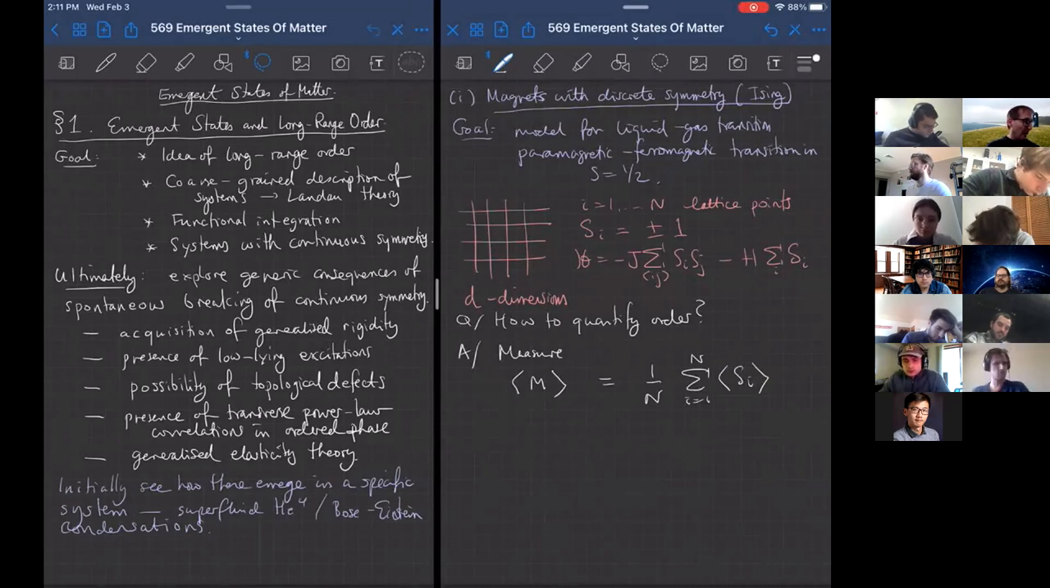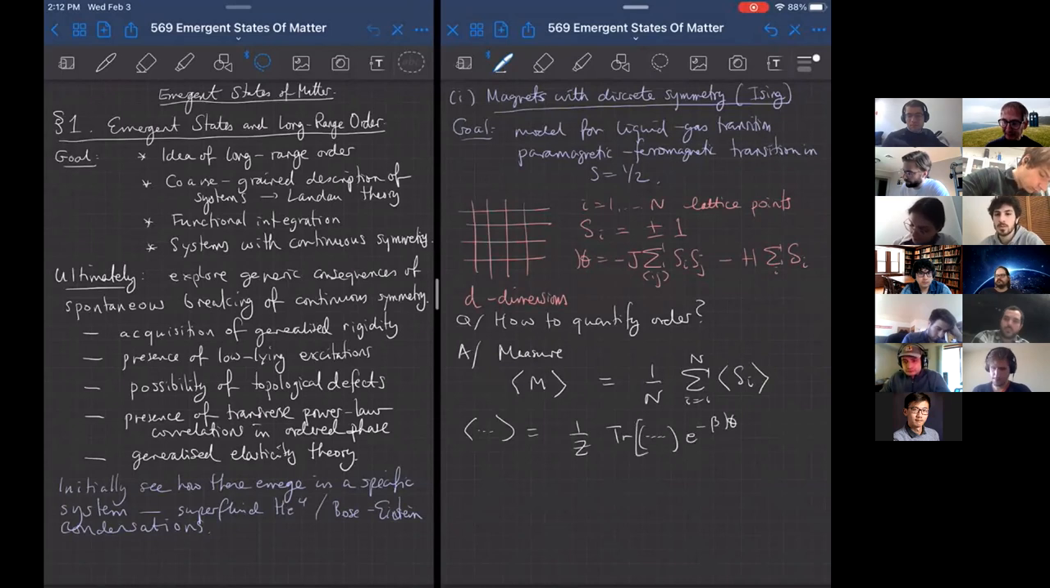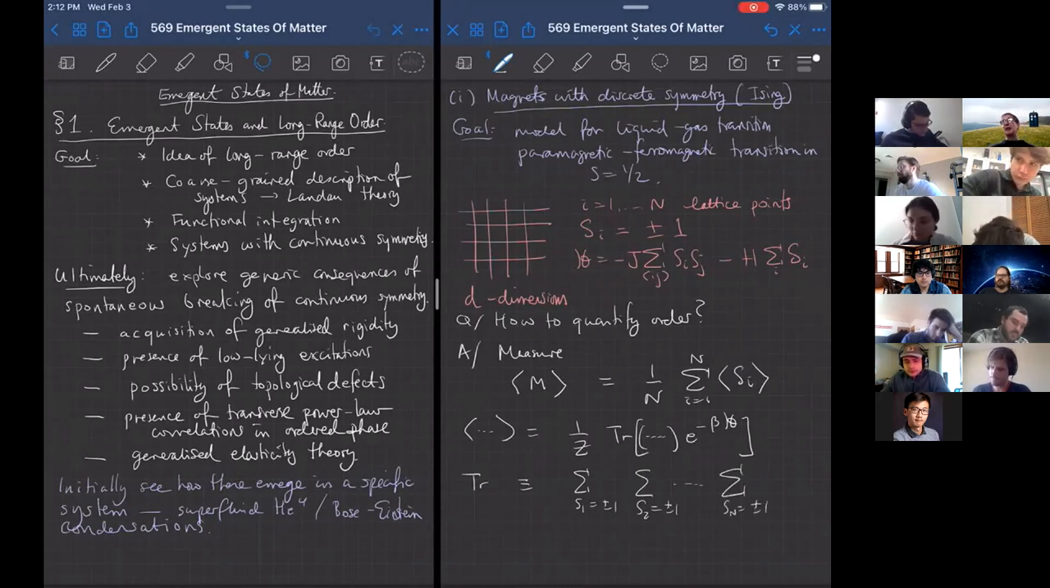And when I write down expectation value, what I always mean is 1 over Z trace of whatever is in there, e to the minus beta times the Hamiltonian. And the trace operation in this particular case is just the sum over S1 is plus or minus 1, sum over S2 is plus or minus 1, all the way up to S_N is plus or minus 1. So that's how we define our thermal expectation values.